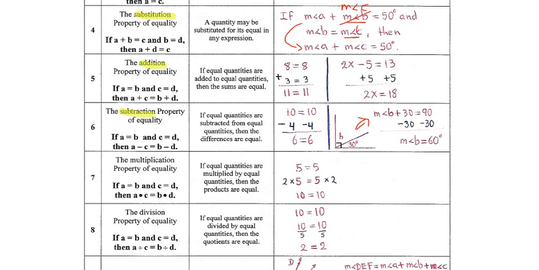Next, in number 7, very similar as well, we have the multiplication property of equality, which says the same thing, only with multiplication. If you have two equal quantities, such as 5 equal to 5, and then you multiply by equal quantities on both sides, then the results should also be equal, as we see here, 10 equal to 10. So whenever we do something like this, we're using the multiplication property of equality.